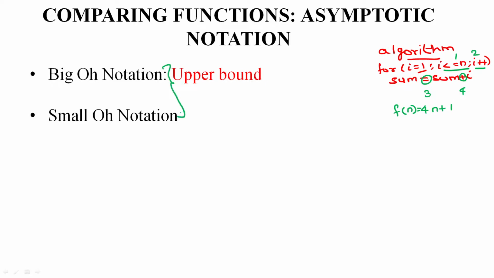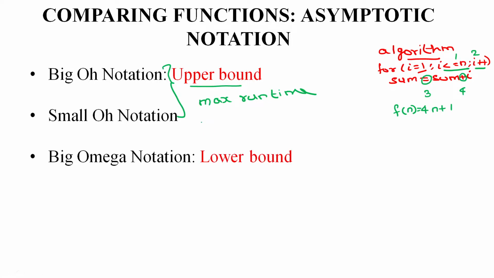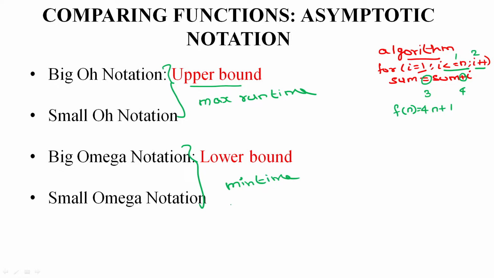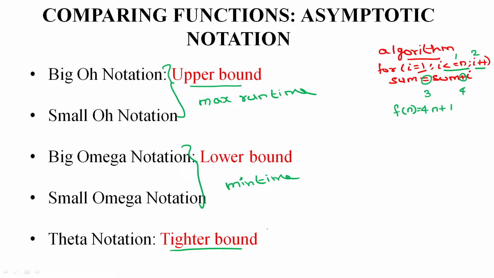Both are useful to calculate the upper bound of an algorithm. Upper bound, in the sense, is the maximum running time, the maximum runtime consumed by the given algorithm, right? Then we have big omega and small omega notation, which measure the minimum time consumed by the algorithm for its execution. Then one more notation, theta notation, which is called tighter bound, which calculates the average time consumed for the algorithm's execution. So we have five notations for measuring the performance of an algorithm by using a set of functions.